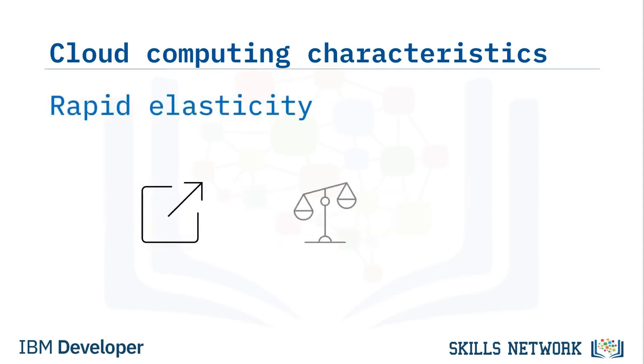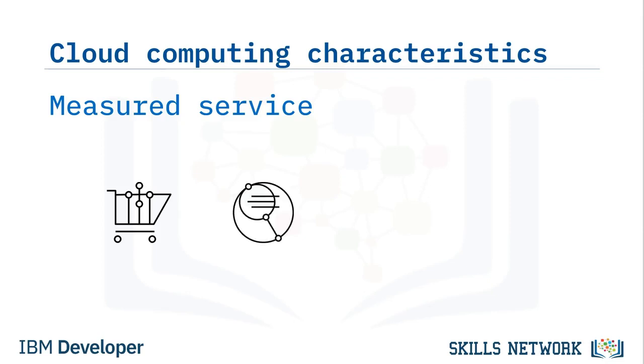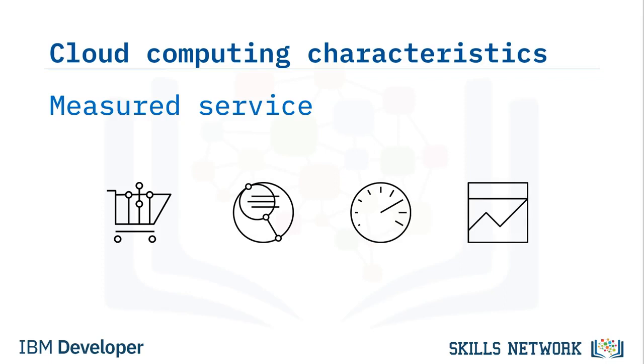Rapid elasticity implies that you can access more resources when you need them and scale back when you don't, because resources are elastically provisioned and released. And measured service means that you only pay for what you use or reserve as you go. If you're not using resources, you're not paying. Resource usage is monitored, measured, and reported transparently based on consumer utilization.